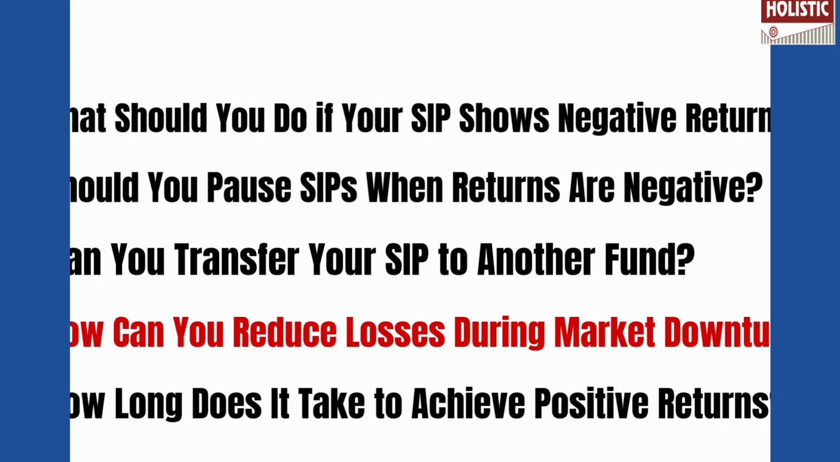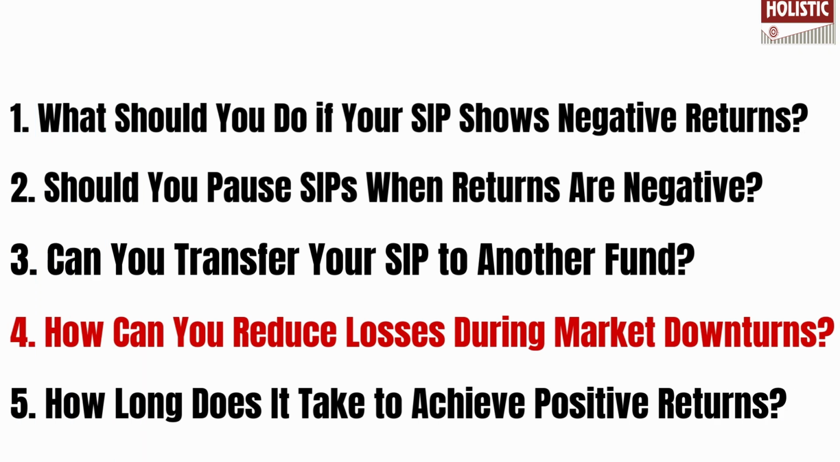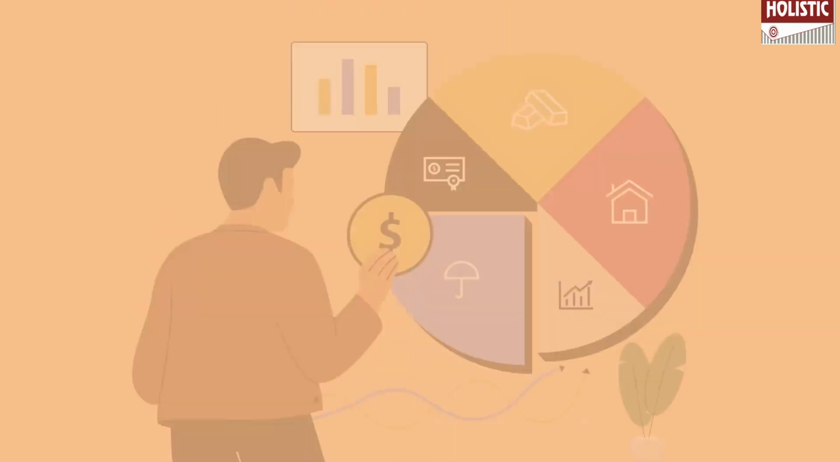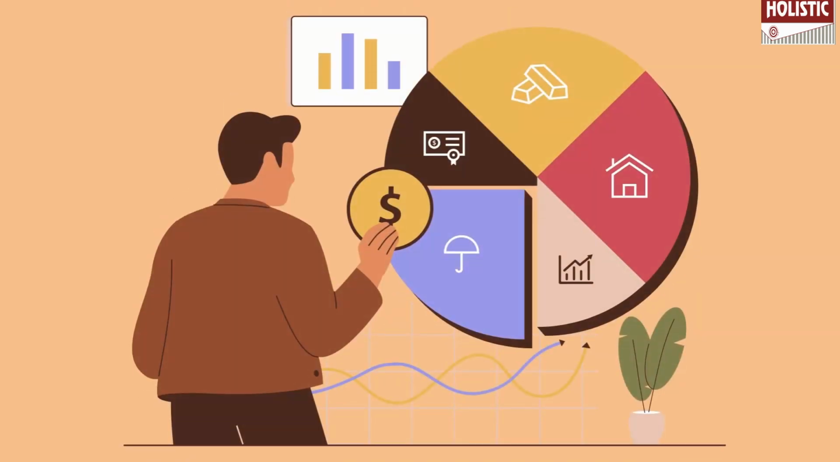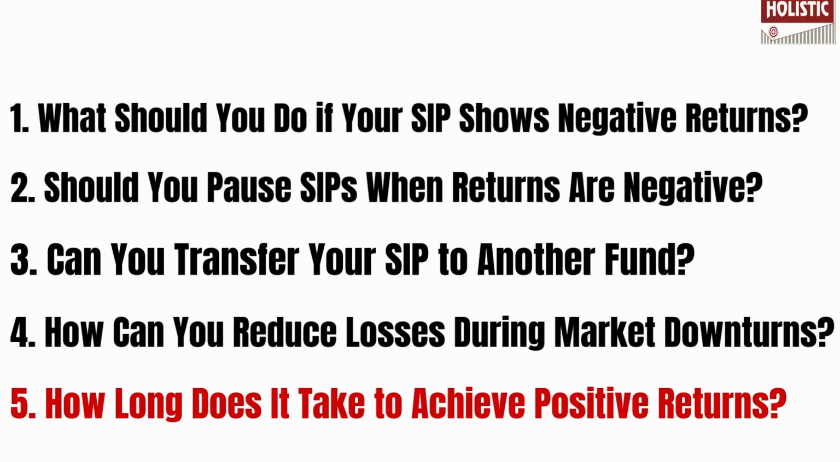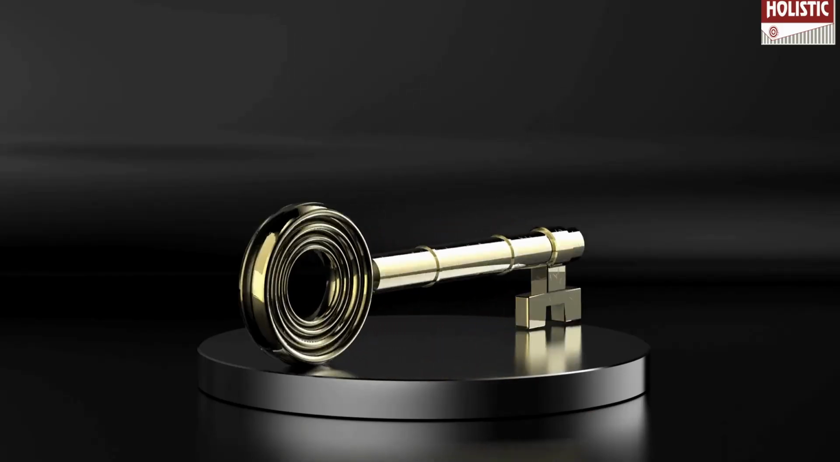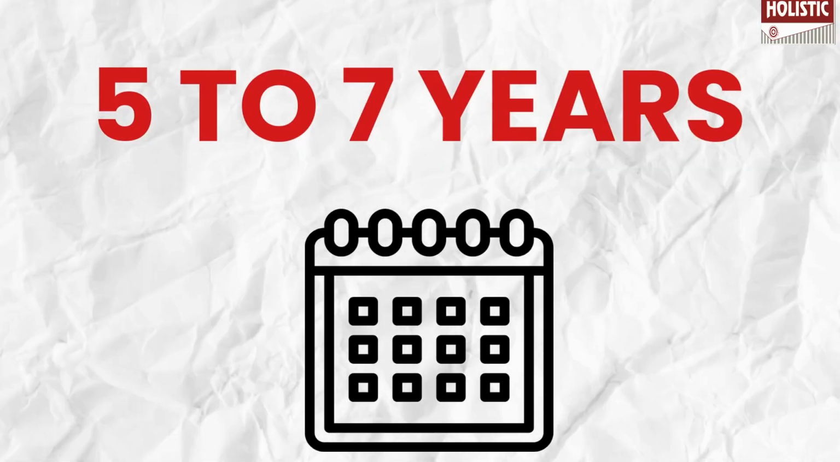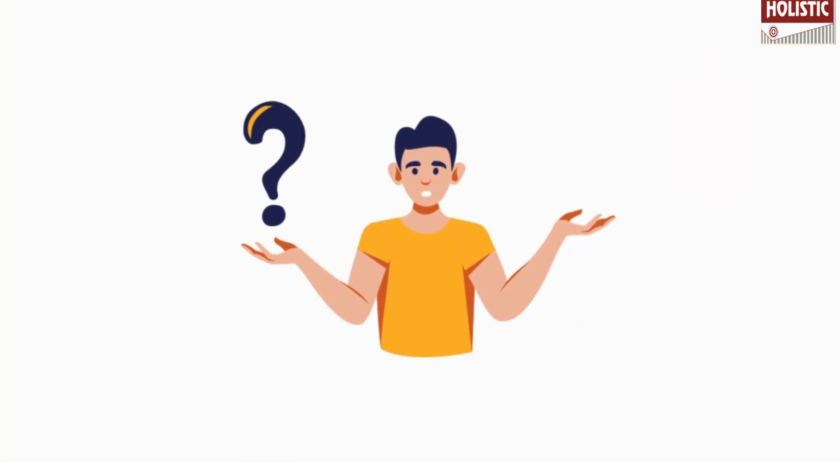Number 4. How can you reduce losses during a market downturn? Diversification is your best friend. By spreading your investment across different asset classes, you reduce the impact of any one market downturn. Think of it as not putting all your eggs in one basket. Isn't it better to be prepared for turbulence than caught off guard? Number 5. How long does it take to achieve positive returns? Patience is key. Equity funds, for instance, usually need 5 to 7 years to show their true potential. So, shouldn't you let time work its magic instead of panicking over short-term losses?